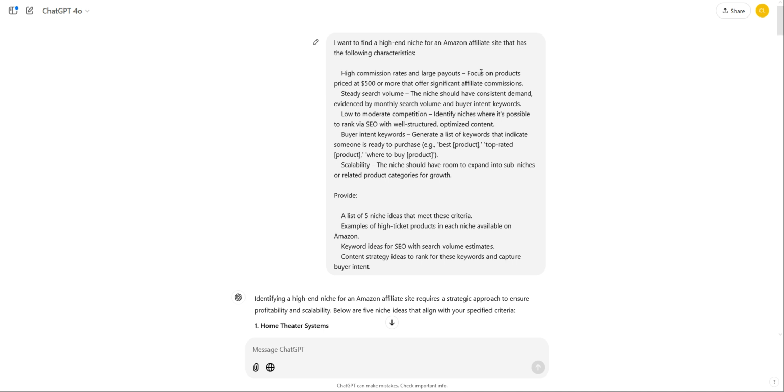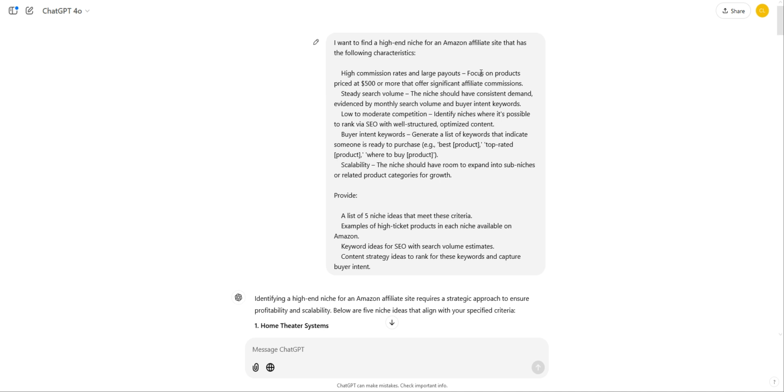And here's the prompt. I want to find a high-end niche for an Amazon affiliate site that has the following characteristics: high commission rates and large payouts, a focus on products priced at $500 or more. It's going to make far more affiliate commission. Steady search volume, really important. The niche should have consistent demand, evidenced by monthly search volume and buyer intent keywords. Low to moderate competition. You're very unlikely to get really low competition because there's going to be people in it. But identify niches where it's possible to rank via SEO with well structured optimized content.